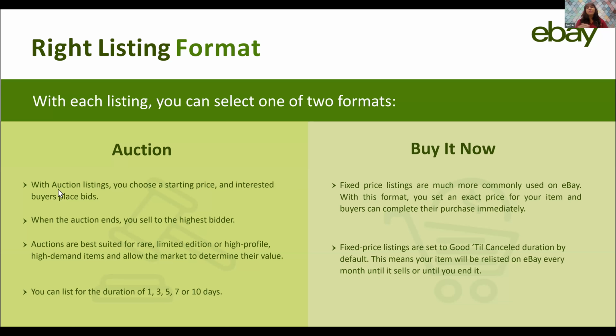In comparison, for Buy It Now, or what we call a fixed price listing, your customers know the exact price that they would need to pay for your item and they can purchase it immediately, which means under Buy It Now or a fixed price listing, there is no bidding required. Did you know that fixed price listings are set to good till cancelled duration, which means that your item will be relisted on eBay every month until it sells or you decide to end the listing. So go ahead and ensure that you're choosing the right listing format that will work for you as per the product that you are trying to list.